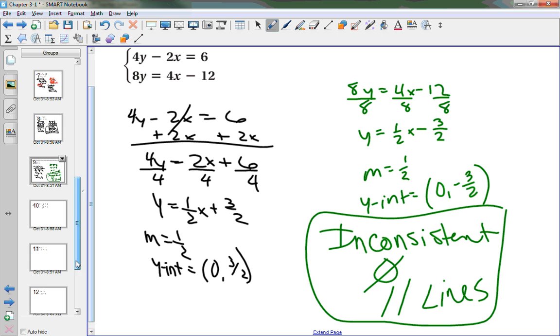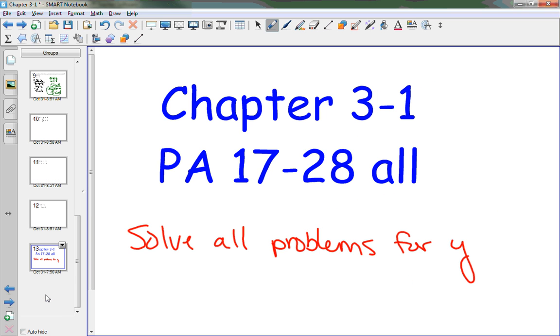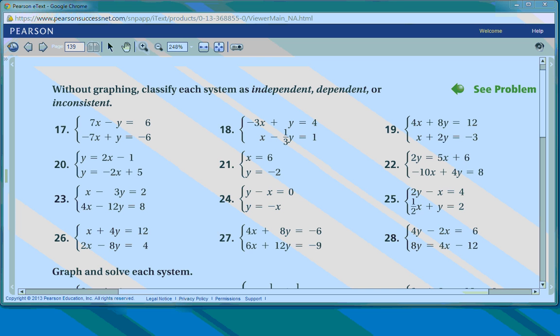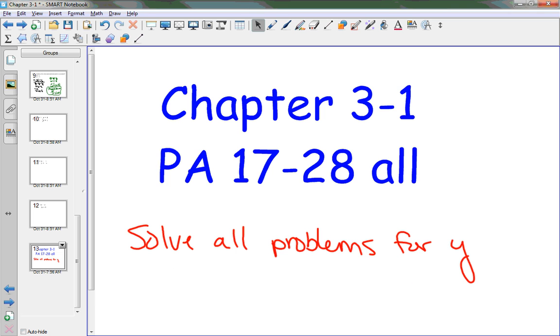I'm going to skip the next remaining few examples here. I'm going to give you your homework. Your homework is 17 through 28 all. Solve all problems for y. I need you to make sure you do that. Everybody write that down. 17 through 28 all for tonight's homework. How many of you brought your books? Everybody got 17 through 28 written down?